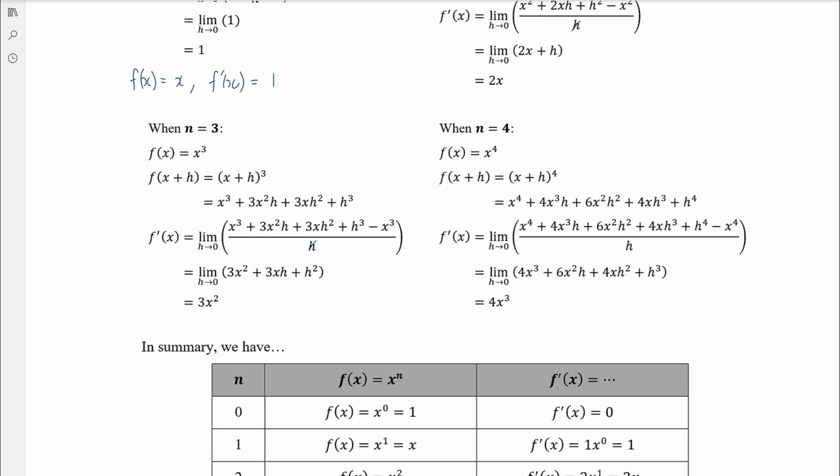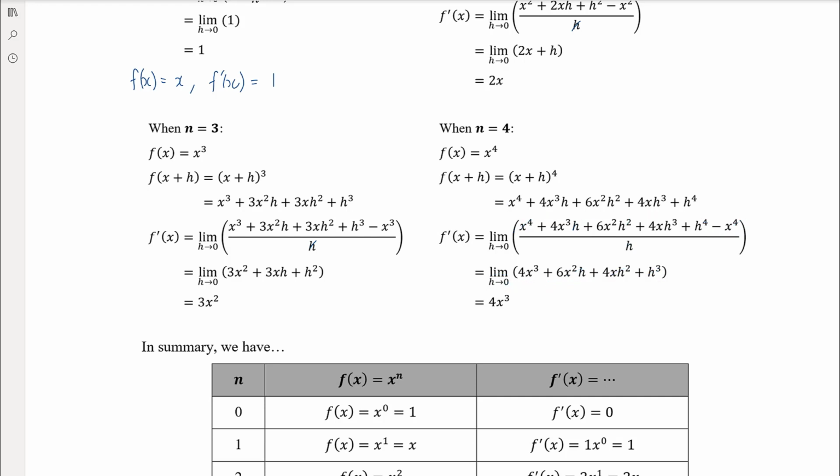And the same follows if we look at x to the power of 4. Expanding out x to the power of 4, the x to the power of 4 terms cancel out when we do f of x plus h minus f of x, and we divide each of the other terms by h, and we get 4x cubed plus 6x squared h plus 4x h squared plus h cubed. Taking the limit as h approaches 0, this term will become 0, this term will become 0, this term will become 0, and we just get left with 4x cubed.